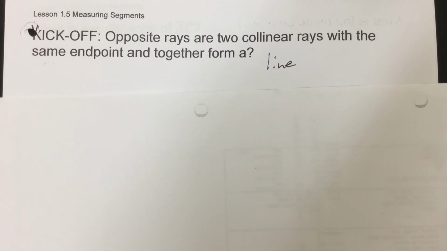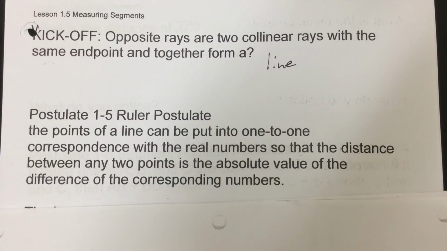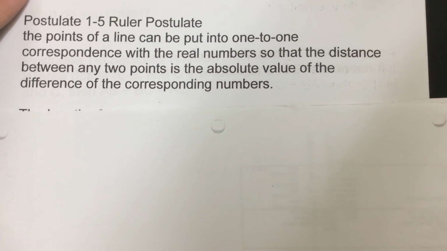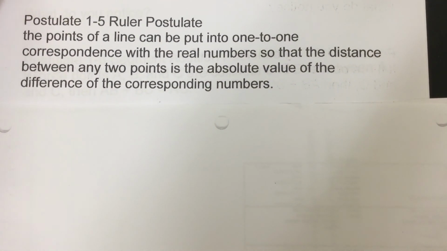All right, so opposite rays are two collinear rays with the same endpoint that together form a line. So moving on to today's topic, we're going to be all about measuring segments. And to measure segments, we're going to start off with the ruler postulate, because rulers measure segments.